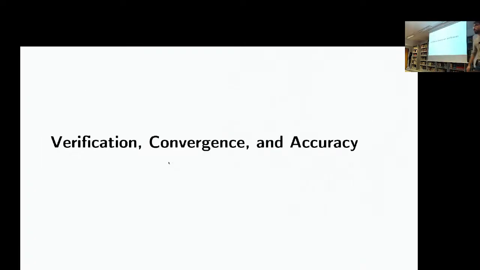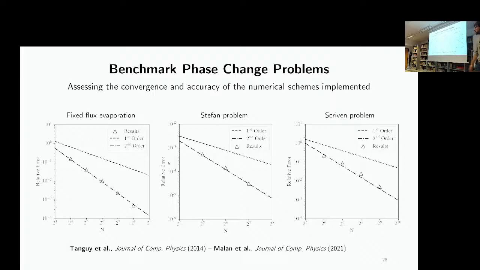Okay, now let me show you some results, starting from some validation cases where we use incompressible liquid and incompressible gas phases, with constant material properties. We tested our model against benchmark phase change problems, for example, the evaporation of a droplet with a fixed vaporization rate, the Stefan problem, which is the evaporation of a plane, and the Scriven problem, which is the expansion of a bubble in a superheated liquid. These are quite standard phase change problems to test our methods.